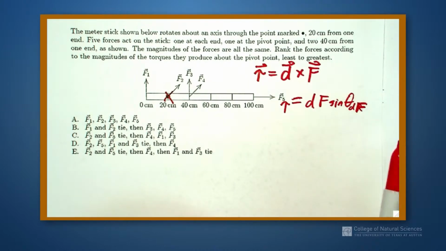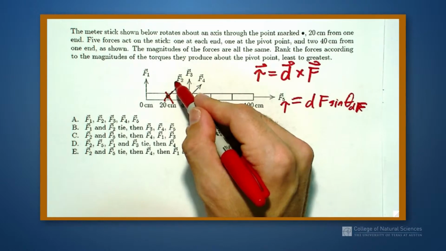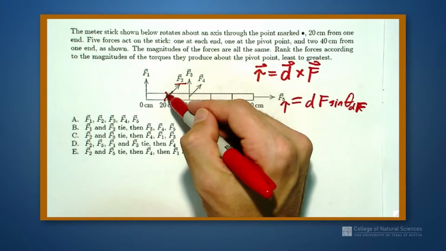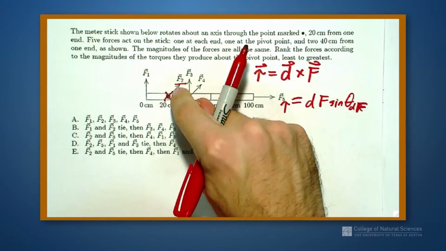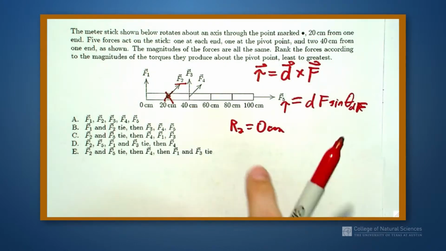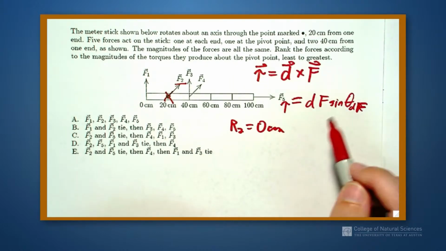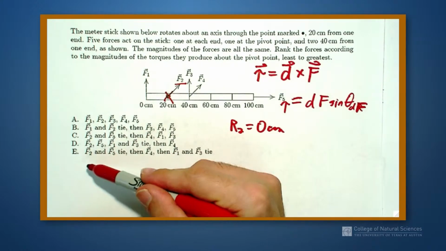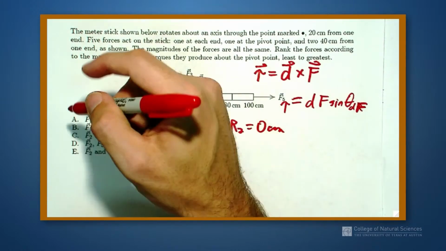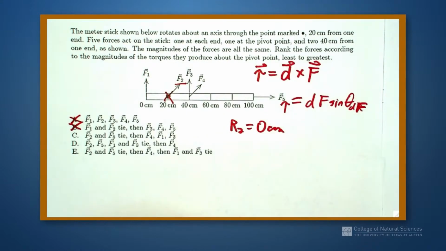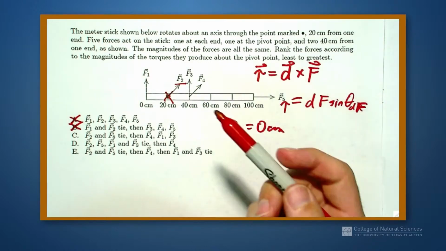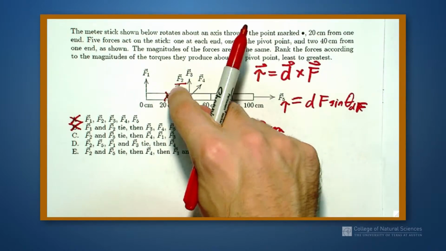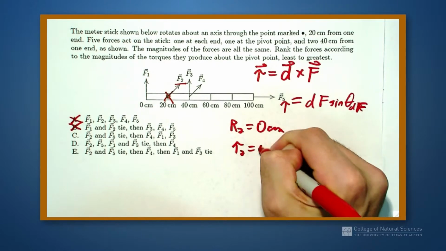So I'm going to look from least to greatest. I'm going to look at force 2. Force 2 has a radius r2 of 0 centimeters. Force 2 is attached to the axis of rotation, so it has a distance of 0. So I know that force 2 is going to be my lowest magnitude. So that means 2 and 5 tie. I know it can't be A and I know it can't be B, because that's force 1. Force 1 has some distance to it. It's got some torque. Tau 2 is equal to 0.